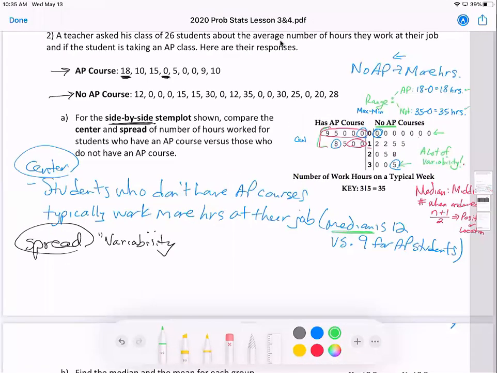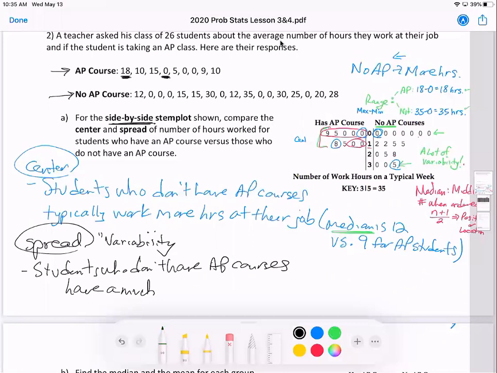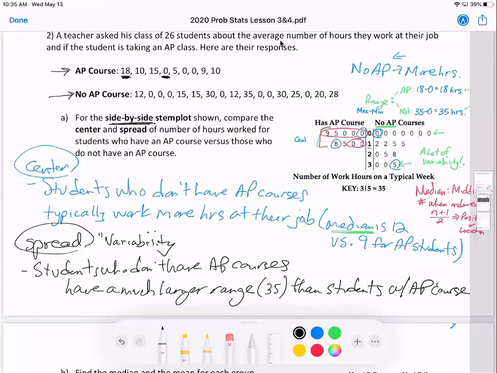So just as a statement, we'd say something like, students who don't have AP courses have a much larger range, 35, than students with AP courses, which was 18. Now, why might that be?